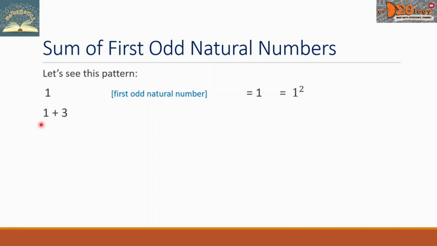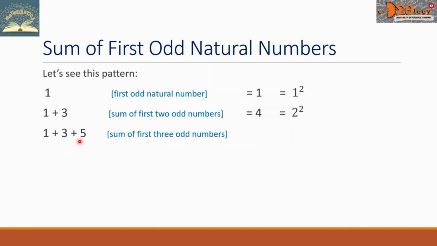What about when we have 1 plus 3? This is the sum of first two odd numbers, and the answer is 4, and the number 4 we can represent as 2 square. What about 1 plus 3 plus 5? This is addition of first three odd numbers, and the answer is 9, and the number 9 we can represent as 3 square.